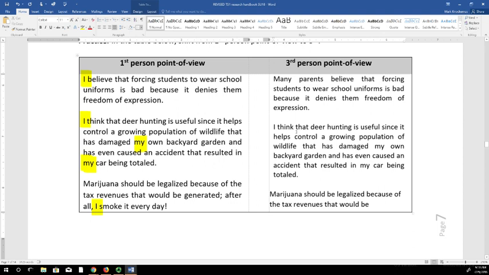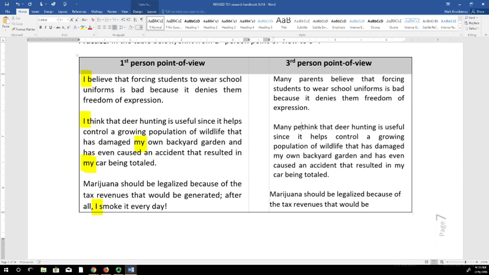So here's another. This one's a little bit more difficult. I think that deer hunting is useful since it helps control a growing population of wildlife that has damaged my own backyard and has even caused an accident that resulted in my car being totaled. So we have some multiple first person we need to get out so we can write in third person.